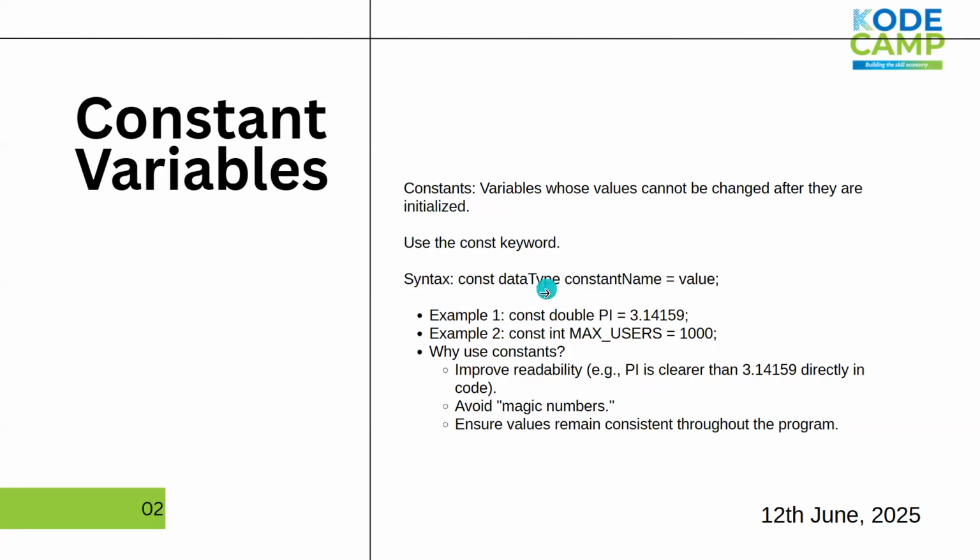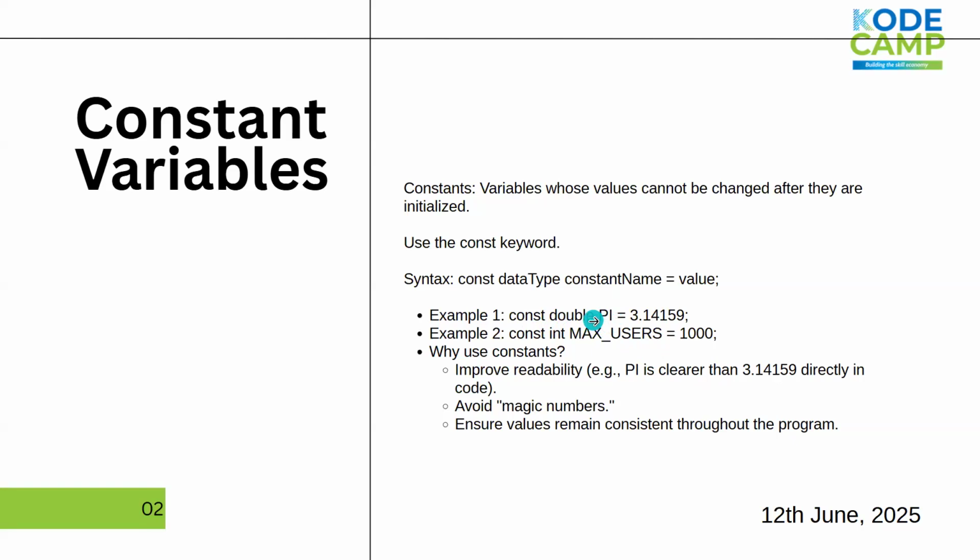So if I declare const double pi equal to 3.14 and I go ahead to reassign this pi to another value, C sharp is going to warn me saying that this variable cannot be changed because it is a constant value. Okay. Then another thing is when giving a constant variable its name, all the letters or characters should be capitalized.